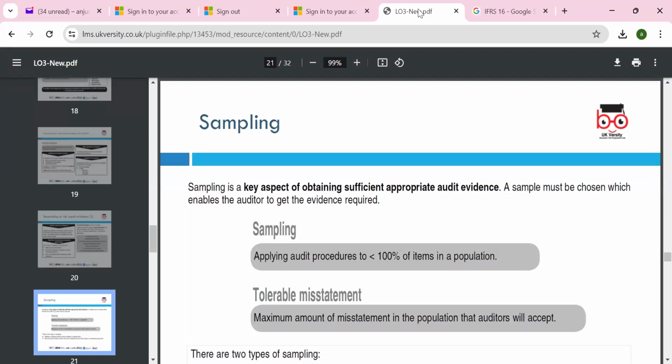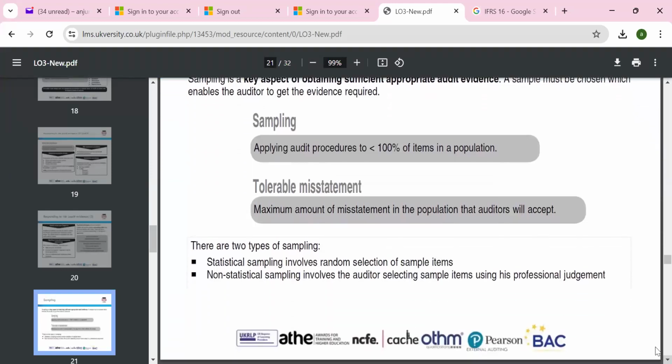Okay, sampling is the key aspect of obtaining sufficient appropriate audit evidence. Sampling is applying the audit procedures to less than 100% of the items in the population. We can look at the tolerable misstatement, the maximum amount of misstatement in the population that the auditor will accept, so we can draw the criteria. Maybe we can say 10%, 20%, and test the transactions at 2%.